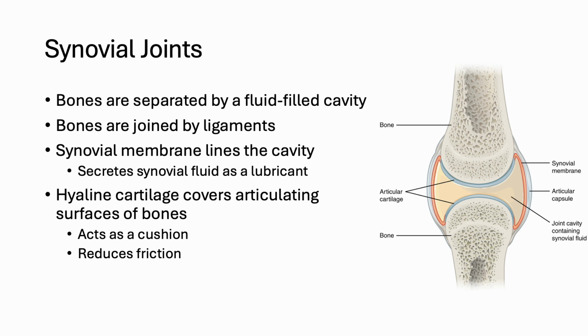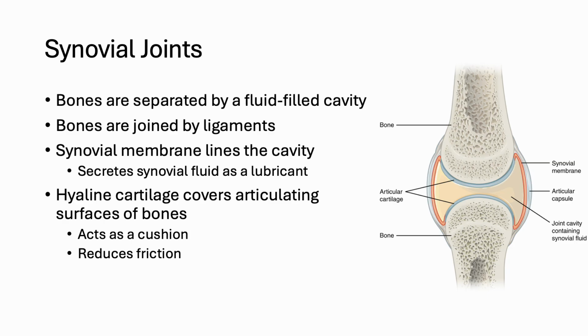Synovial joints are the most common type of joint in the body and allow the widest range of motion. Bones within these joints are separated by a synovial cavity filled with synovial fluid, which acts as a lubricant to reduce friction during movement. The inner lining of the cavity, the synovial membrane, produces this fluid. Surrounding the joint is a fibrous capsule reinforced by ligaments that provide stability while permitting flexibility.